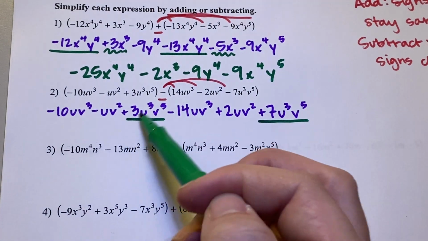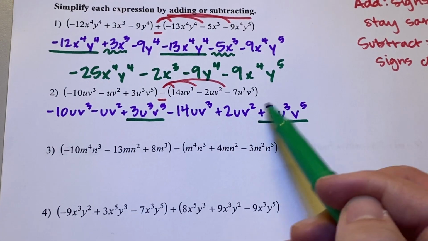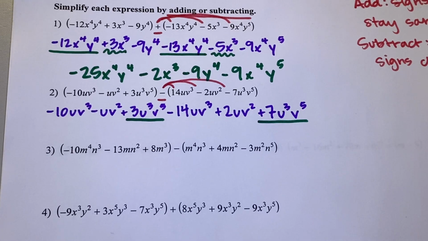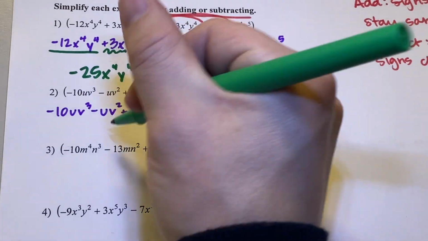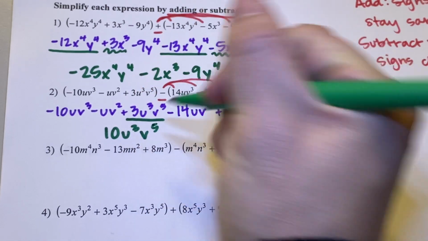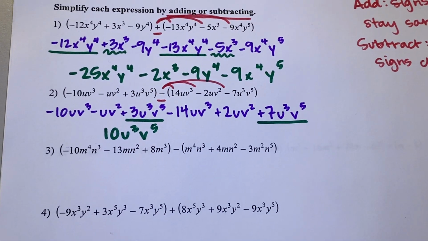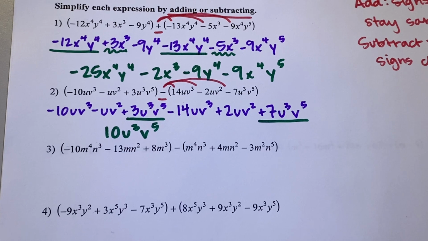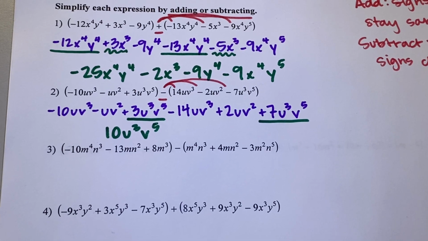Okay, so what is 3 plus 7 going to give me? 10. So we got 10 u cubed v to the 5th. Okay. Any other like terms you guys see? Eli?